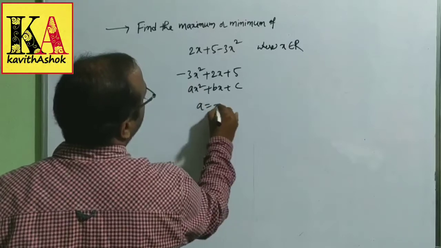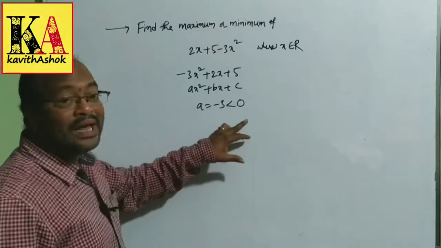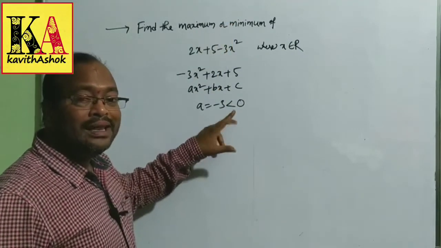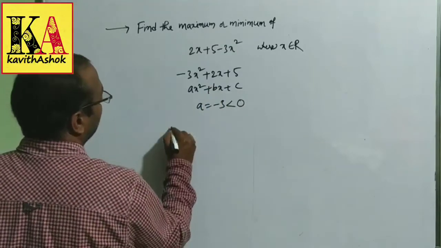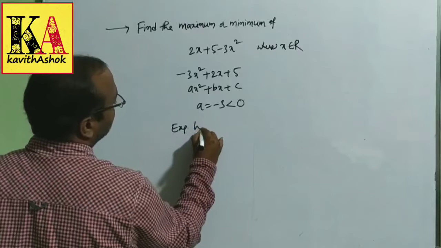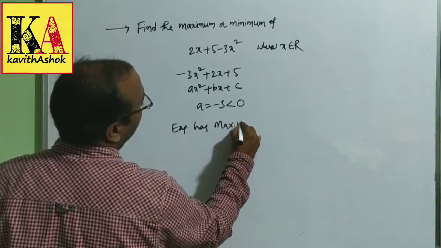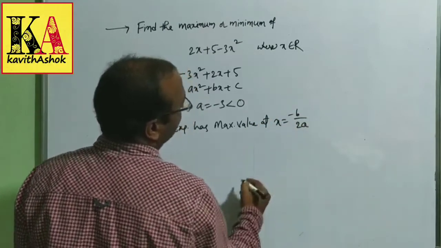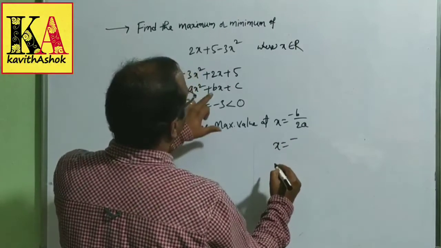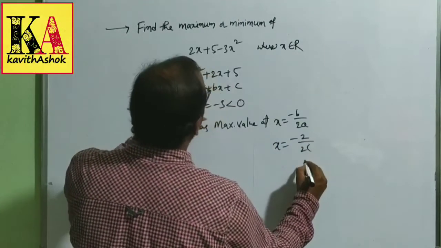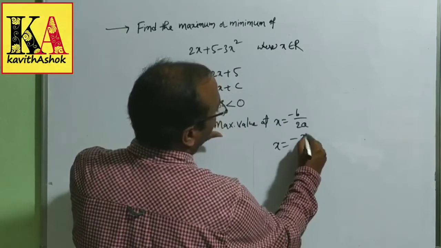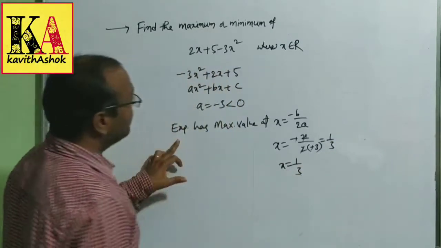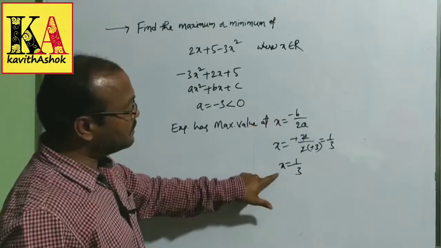What is a equal to here? Minus 3. This will be less than 0. So whenever a is less than 0, the expression has the maximum value. If greater than 0, minimum value. Less than 0, maximum value. So the expression has maximum value at x equal to minus b by 2a. So x is equal to minus 2 by 2 into minus 3. The 2 gets cancelled, the minus gets cancelled. This will be 1 by 3. x is equal to 1 by 3. So the expression has maximum value at x equal to 1 by 3.